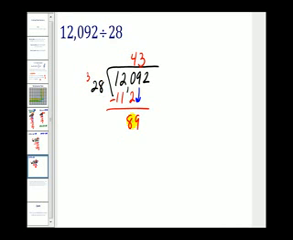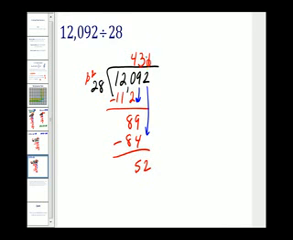3 times 8 would be 24. Now we're going to carry a 2. 3 times 2 would be 6 plus 2, that's 8. That looks good because the difference here would be 5. Bring down the last digit. So our last question is, how many 28s are there in 52?